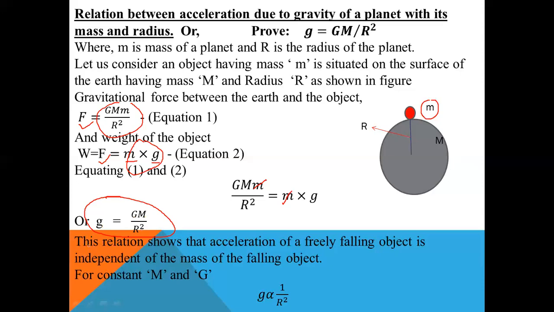This relation shows that the acceleration of a freely falling object is independent of the mass of the falling object. And since the mass of the planet and the universal gravitational constant are both constant, removing the constant we get the relation g is inversely proportional to r square. Means whenever radius is less, g will be more. Whenever radius will be more, g will be less.